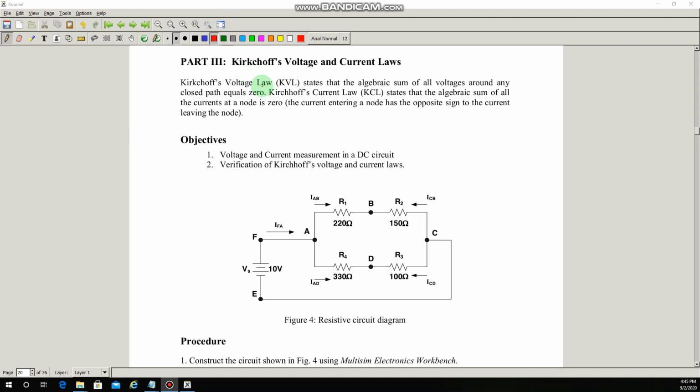So now we are at part number 3 of experiment number 2. In this part, we will be talking about Kirchhoff's voltage law and Kirchhoff's current law. Let's begin with Kirchhoff's voltage law. Kirchhoff's voltage law states that in any closed loop, if we add the voltages across different components in that loop, then the sum should be 0.